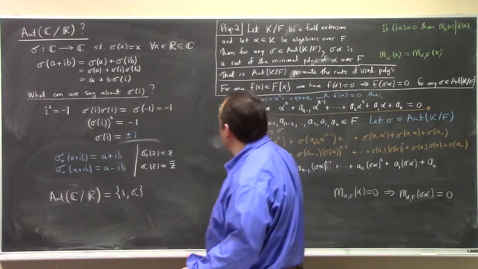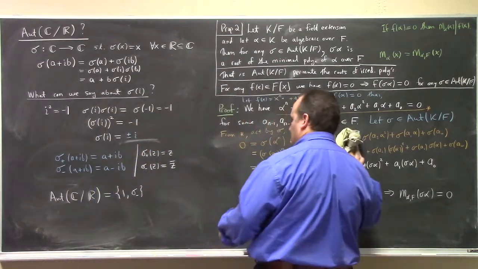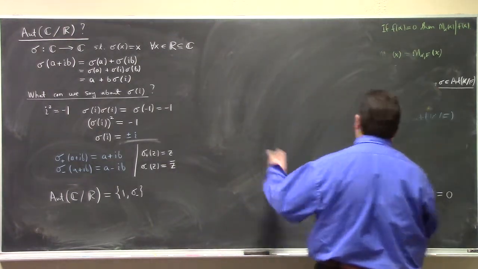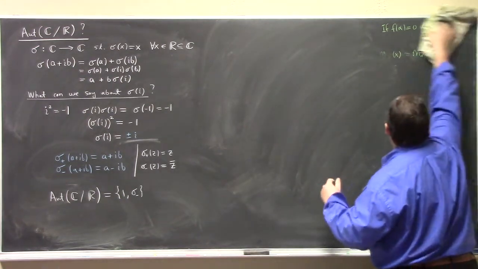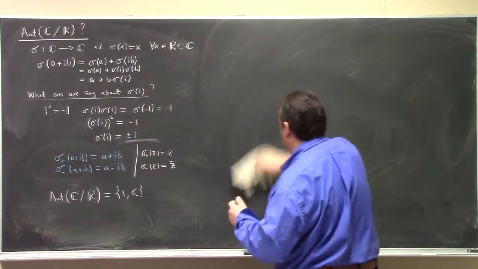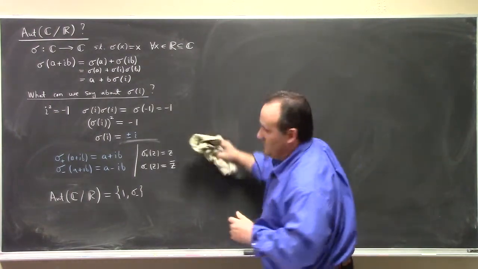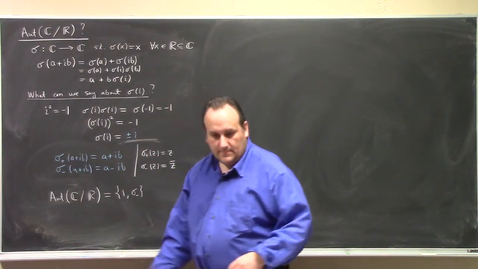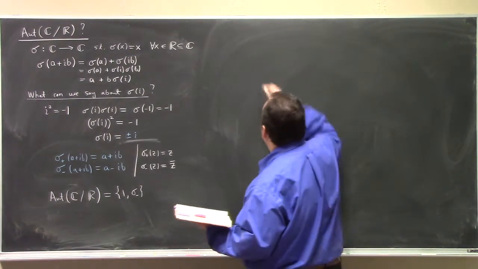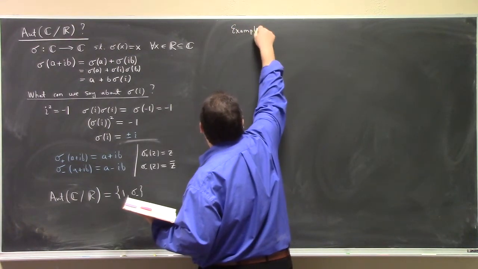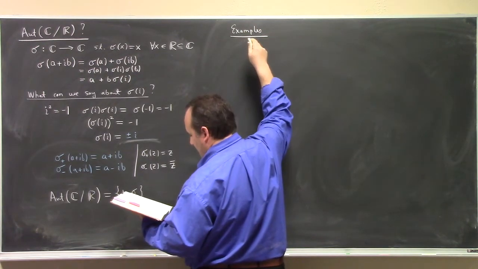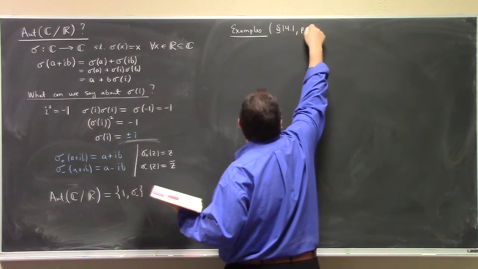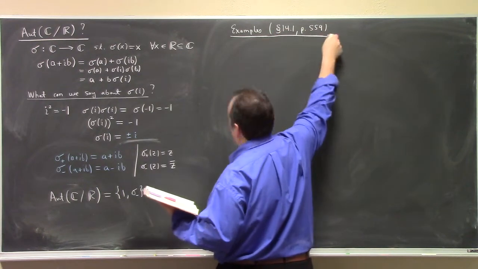So let's see here, going back to Dummit and Foote. I like this calculation. It's very clean and understandable, and it says something really interesting. The only R-fixing automorphisms of the complexes, the only non-trivial one is complex conjugation. So, examples. This is from page 559 of section 14.1, Dummit and Foote, third edition, of course.